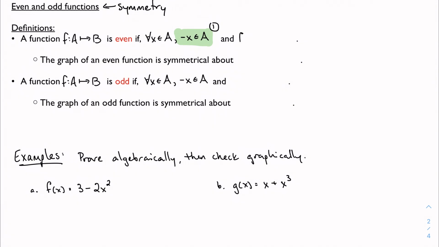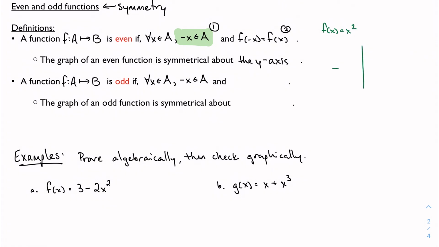And the big test is if I have f of negative x, it's the same as f of x. So the number and its opposite return the same value. It's our second criteria. And the graph of an even function is symmetrical about the y-axis. Right? And my go-to example here is something as simple as x squared.